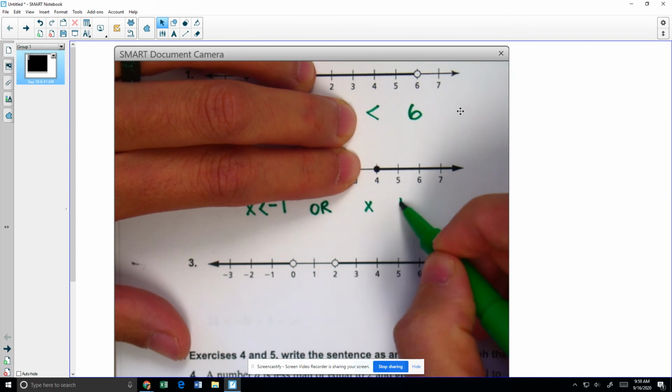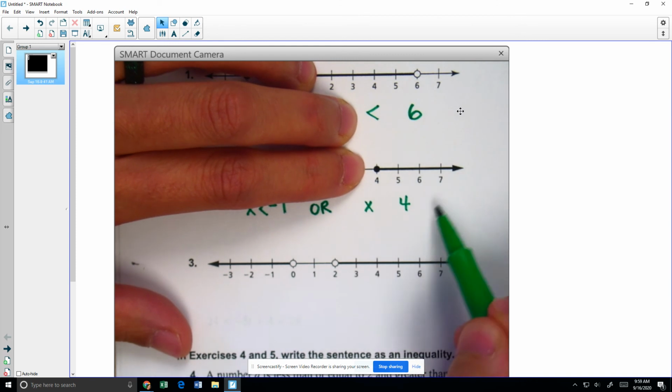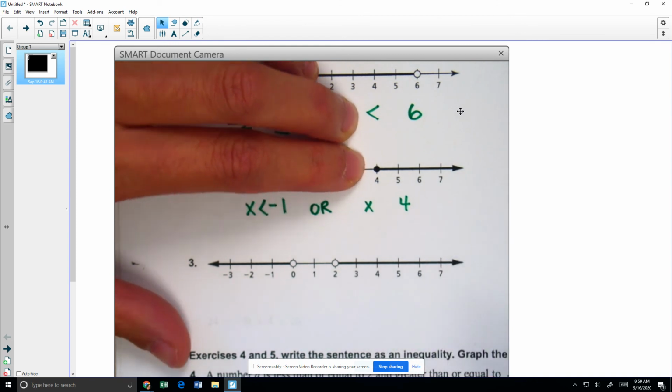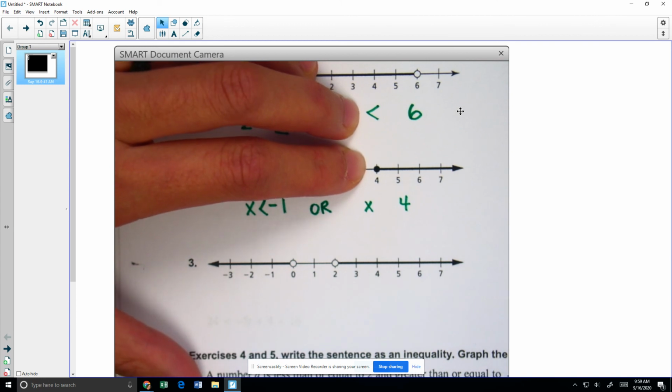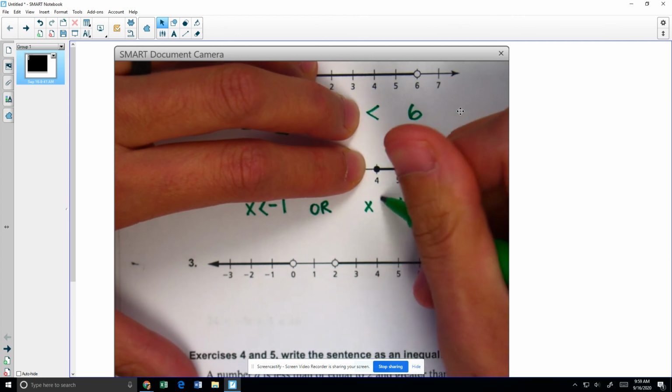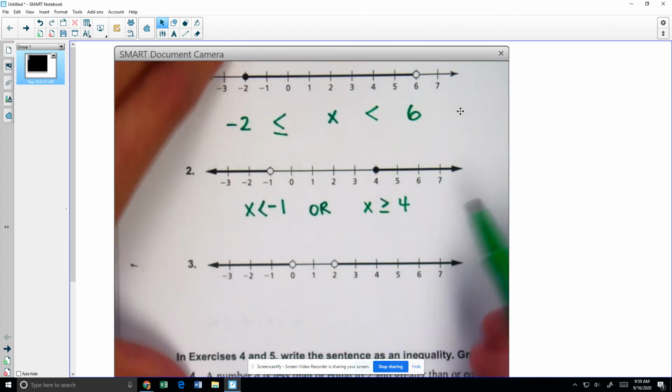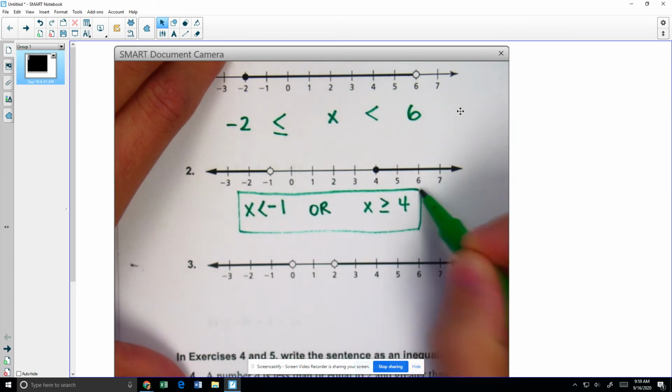So we have X and 4. It's going to the right. So is it greater than or equal to or less than or equal to? X is greater than or equal to 4, because it's going to the right. So this is my answer.